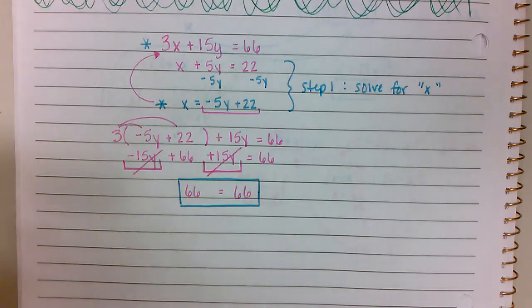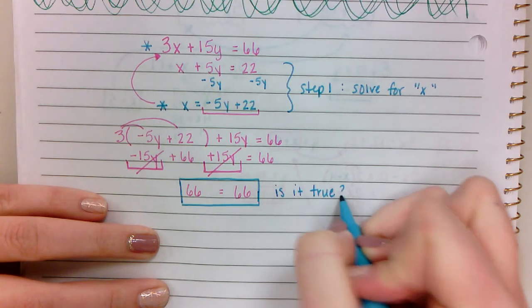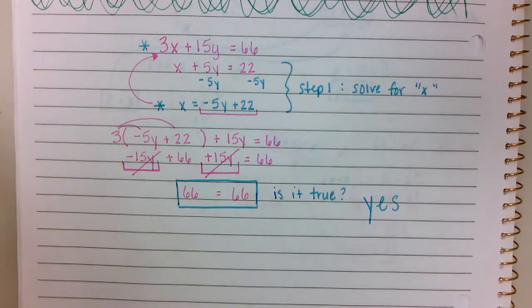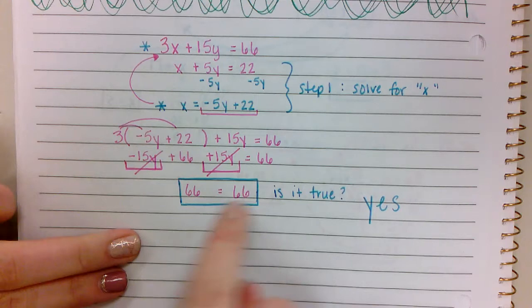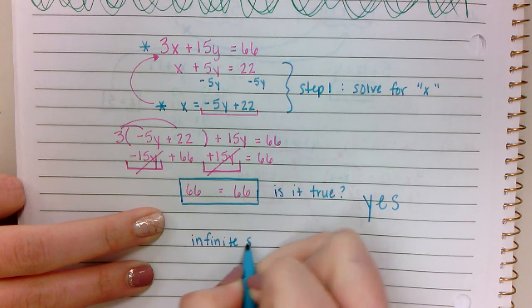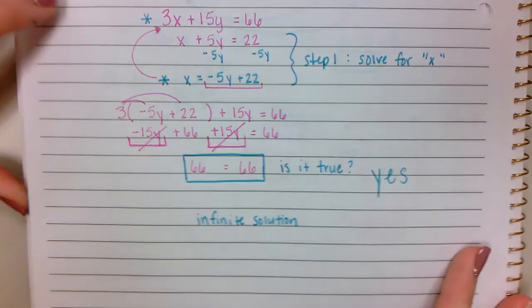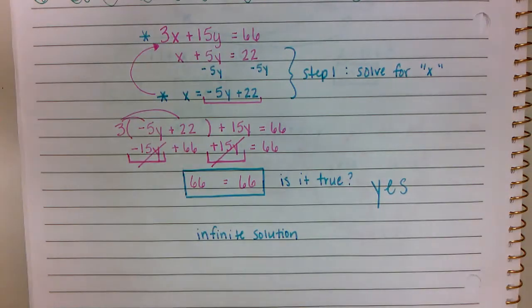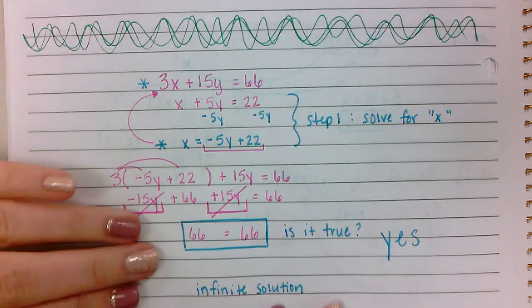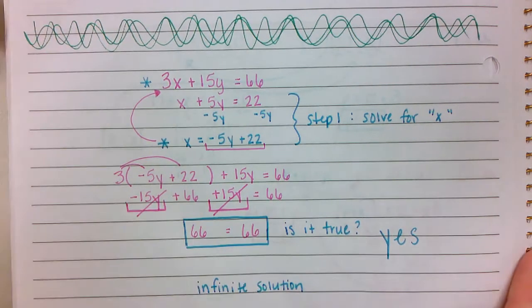So we could use that to solve. If our letters completely go away and we're just left with numbers, we have to ask ourselves, is that true? Does 66 equal 66? Yes. There's literally nothing else that 66 could equal but 66. So if the number equals itself, that would be an example of an infinite solution, meaning no matter what numbers you put in, they will work for both equations because they are the exact same thing. So that's an example of infinite solution where there's no letters anymore. They've canceled out and you're just left with a number equaling itself.